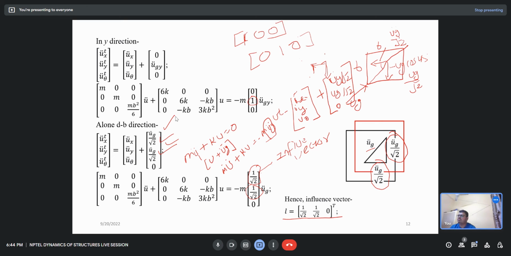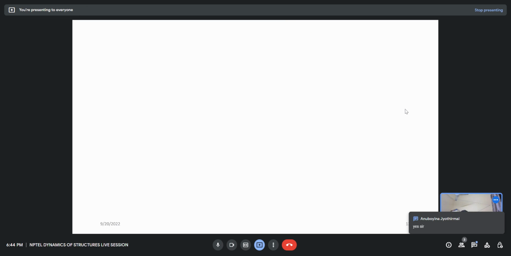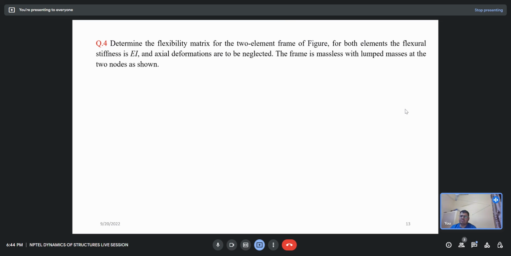Have you understood? Okay. So now we are moving to another question, in which you have been given an L shape beam, an inverted L.